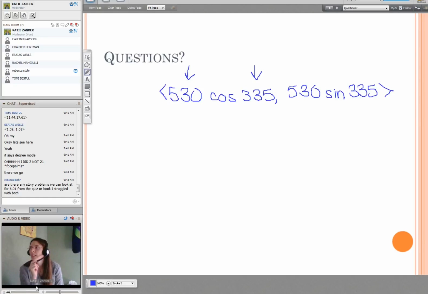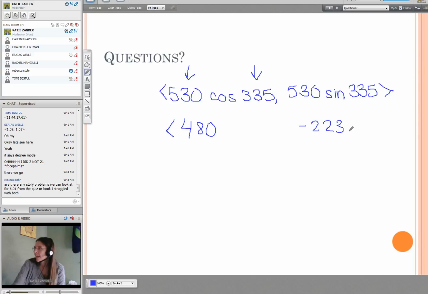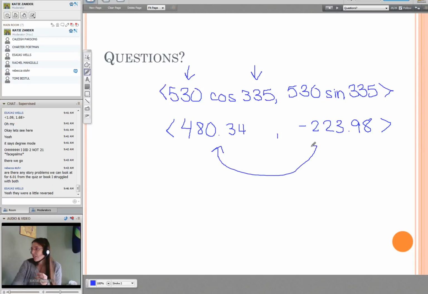Oh, and I see what you guys mean with the answers being mixed up, right? Because I got a 480 for this one and a negative 223.98. And I think this is what Tommy and Isaias and I think Rebecca were talking about at the start of class the one day. They said some of the answers in the book were mixed up. This is one of those. So in the answer key in the book, they have those reversed.